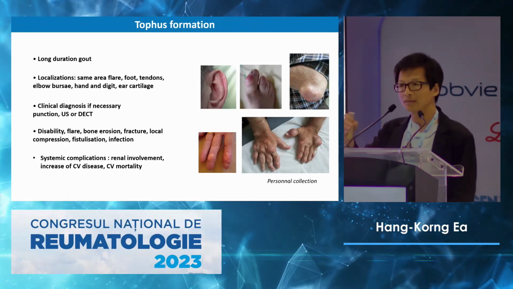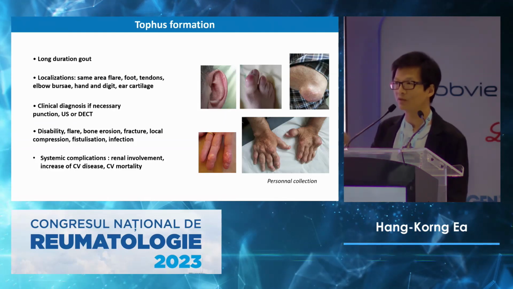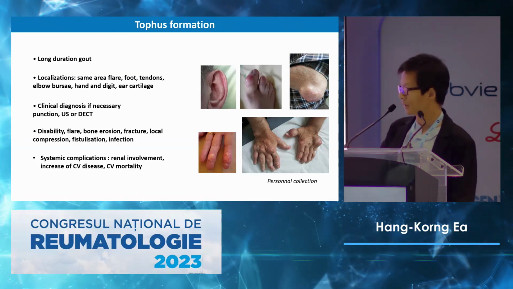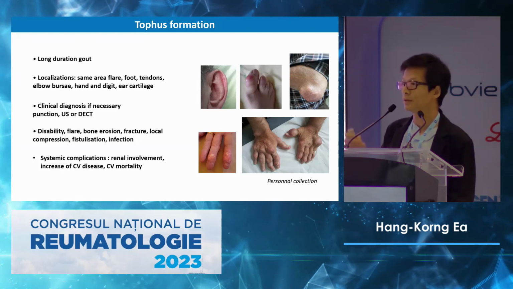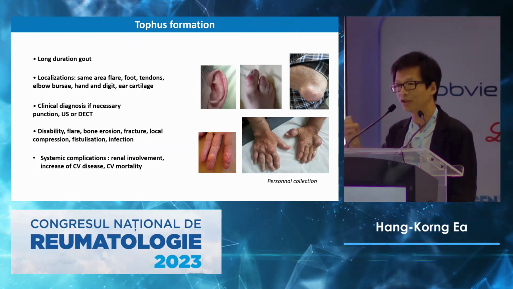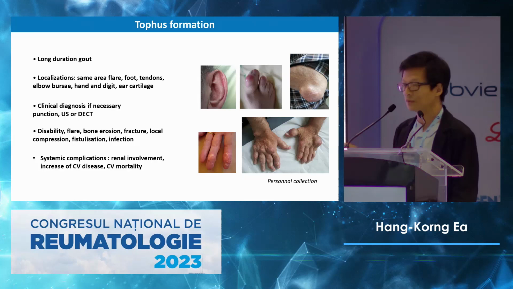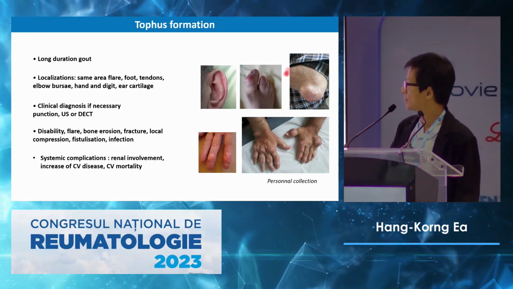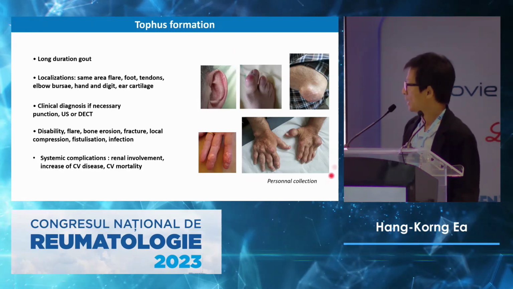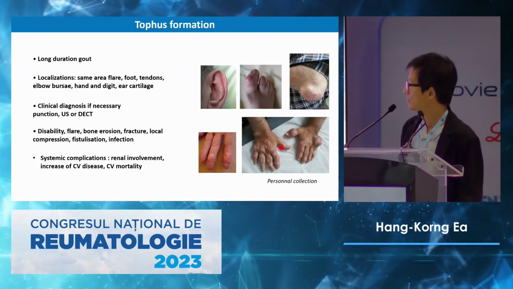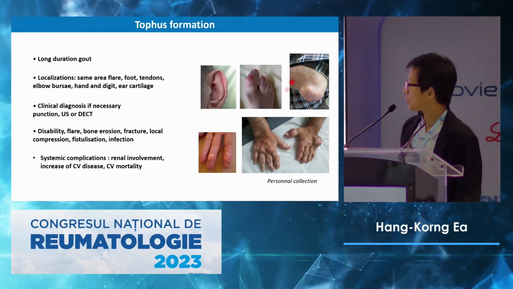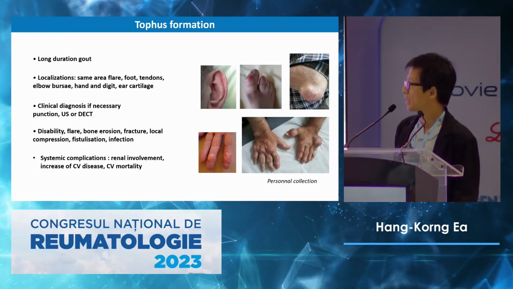So the tophus can be found in every area. It's the same area where the patient experiences flares. So we will have the tophus in the feet and also in the hands. So it's a very severe patient. Then the elbow bursa and also the ear cartilage.